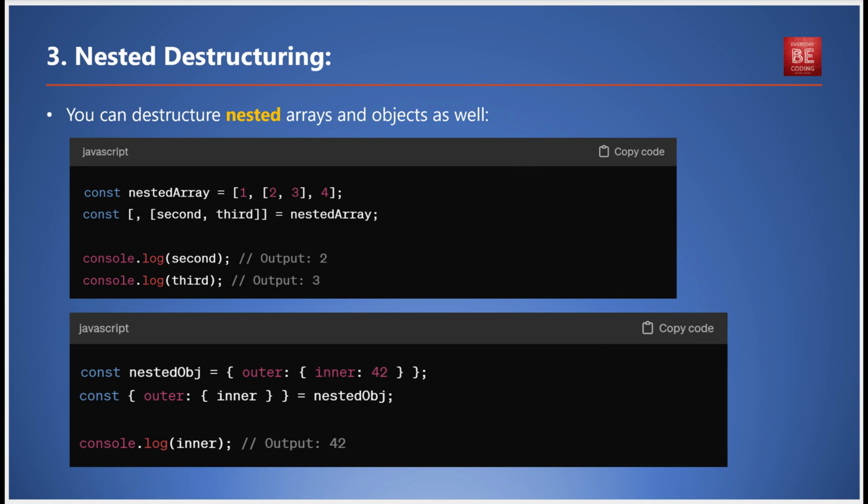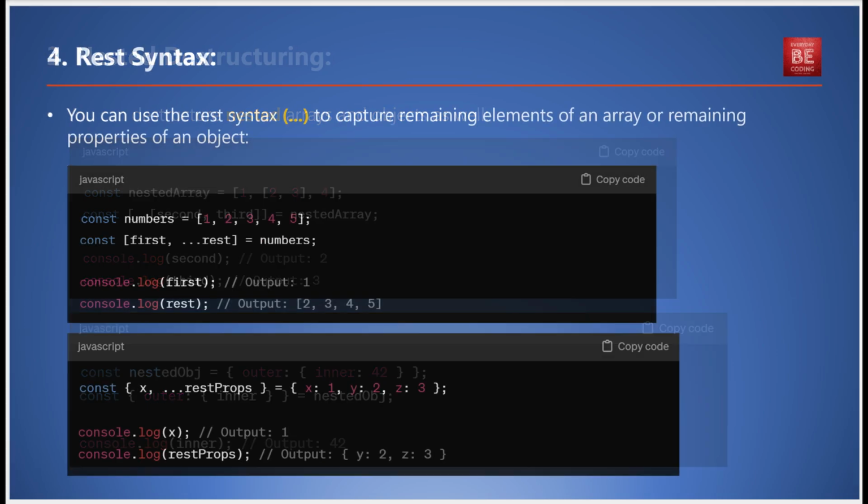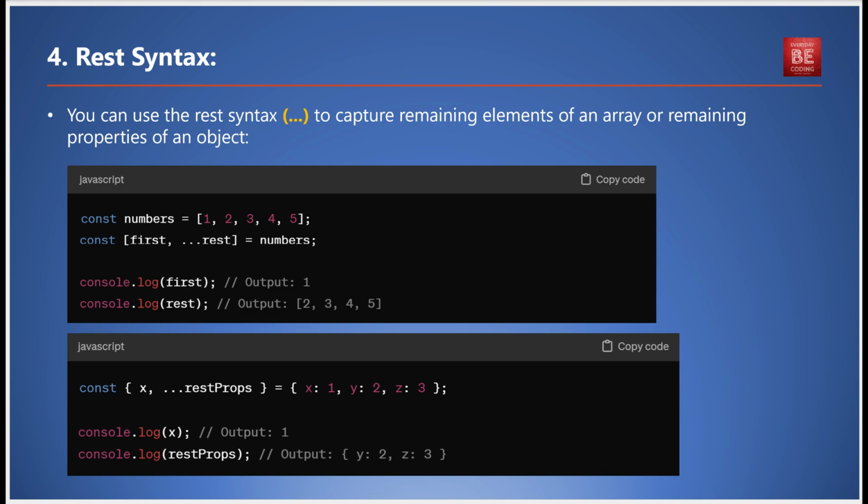Nested destructuring is another handy tool. It allows you to destructure nested arrays and objects. For a nested array like [1, [2, 3], 4], you can extract the second and third element from the nested array with const [, [b, c]] = nestedArray. Similarly, for a nested object like {outer: {inner: 42}}, you can get the inner value using const {outer: {inner}} = nestedObj.